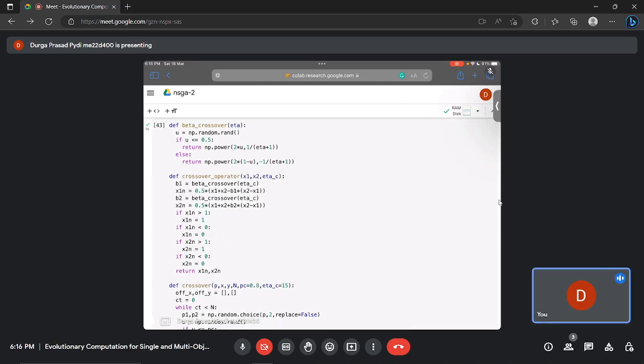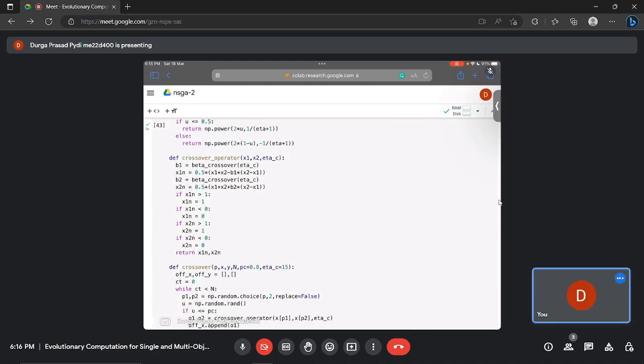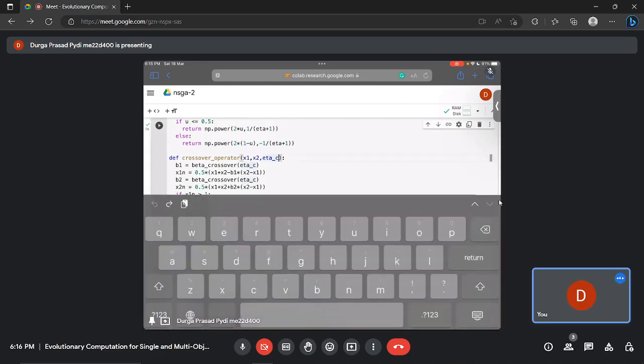After your tournament selection, the next step is variation, that is your crossover and mutation. For the crossover, I'm using the simulated binary crossover operator. The first parameter is your eta c. That will determine how much spread you need to have in your solutions after your crossover. The first function, beta crossover, will give you the value of beta, which is a random number. The next is your crossover operator, which again depends on your beta value. You take two individuals x1 and x2 and a value of eta c.